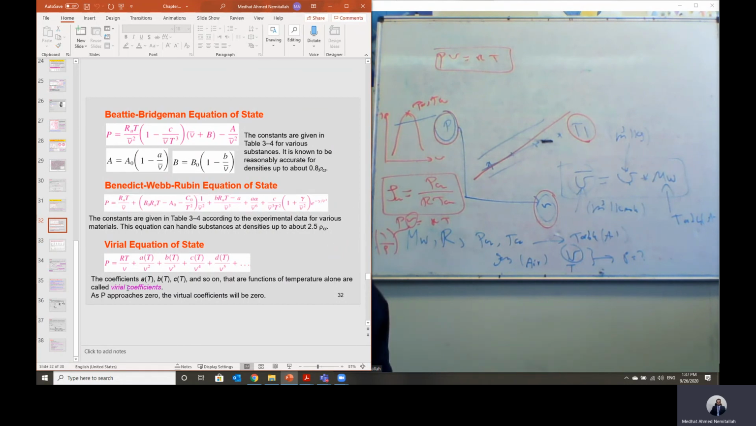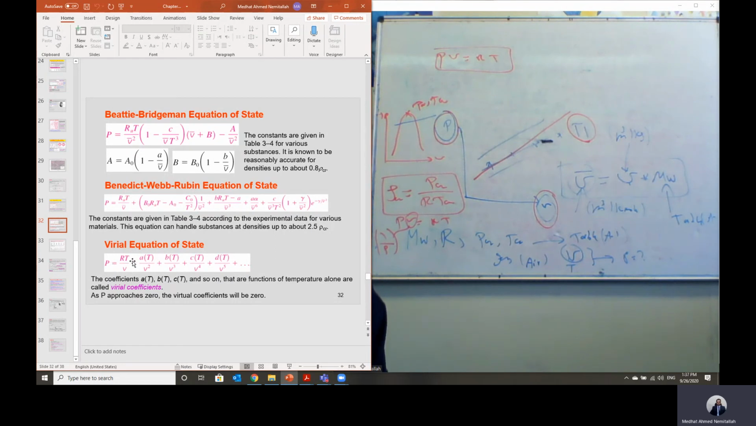Then we can apply this equation, and it should result in a very accurate value. There is another equation, which we call the virial equation of state. This equation is based on the ideal gas equation of state, P is equal to RT divided by v. This is the first term of this equation. But this equation, P equal to RT over v, can only be applied at low pressure.